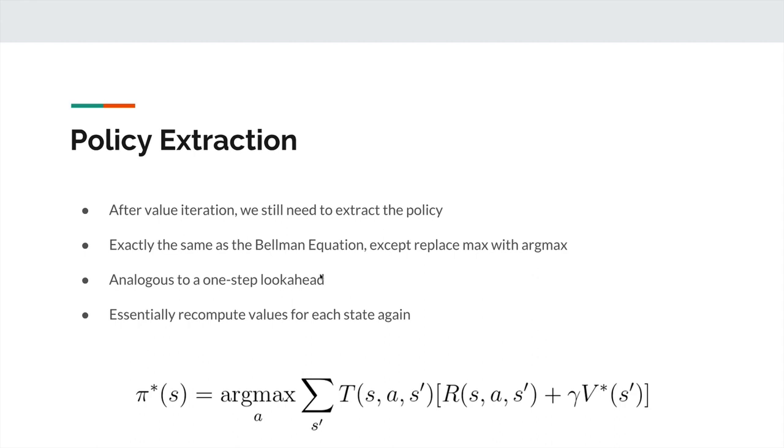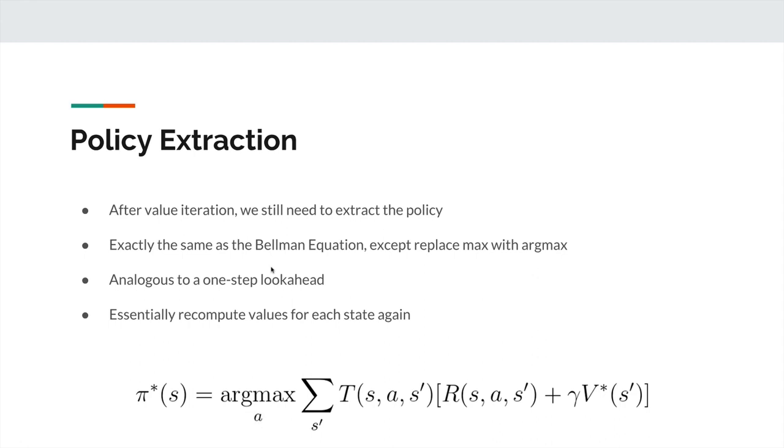And you'll see this bottom looks exactly the same as the Bellman equation, except instead of taking the max, we take the argmax, because we want the action, the argument that maximizes this expected reward. So essentially, this is like a one-step look ahead. And this is not that great, because we're essentially recomputing these values for each state again, unless you can cache these to make it a bit more efficient.